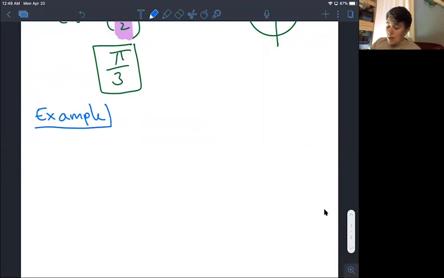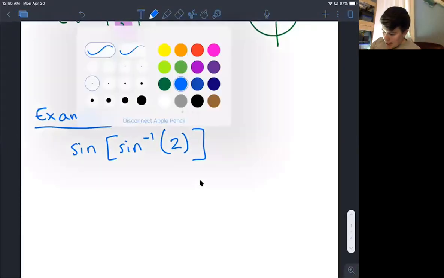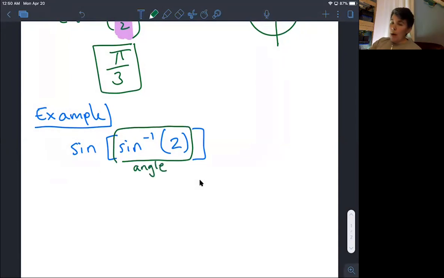Okay, let's do another example. Let's take the sine of the inverse sine of 2. Now, what you should say to yourself every time you see this little inverse notation up there is that this whole thing, the inverse sine of 2, represents an angle, right? Specifically an angle where the sine value is equal to 2. Can you tell me what angle has a sine of 2?